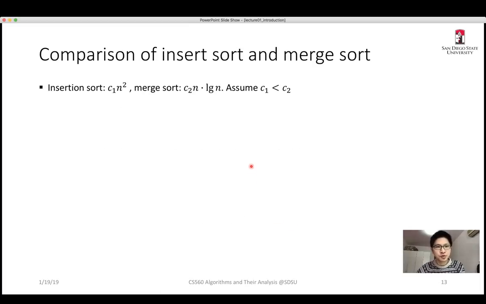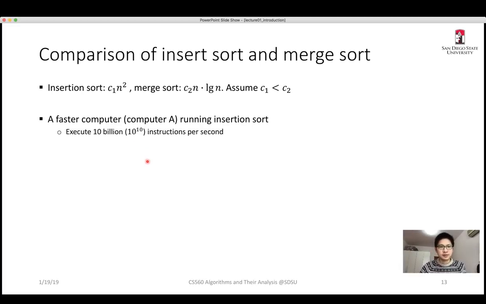Let's assume that the constant C1 is smaller than C2. And we further assume that we are running the insertion sort algorithm on a very fast computer, let's call it computer A, which can execute 10 billion instructions per second. This is a very, very big number. I'm not sure if nowadays the fastest computer can run that many instructions per second, so it just exists in our imagination. We also implement insertion sort very efficiently using low-level programming languages, so that the constant C1 is very low. It's just 2.